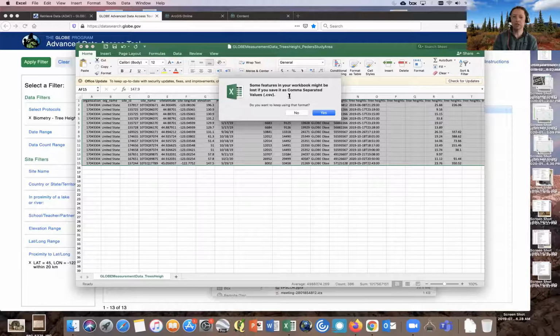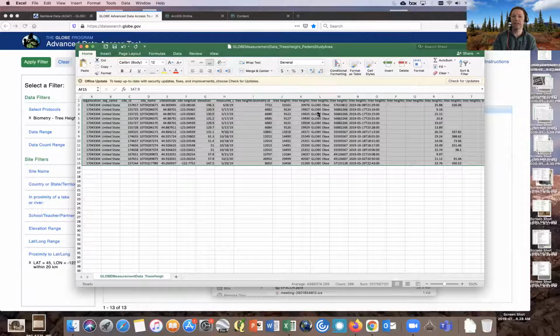So you'll usually get this alert, and this is one of these file format things that really matters when you're working with a computer. Here it's just alerting me that I might lose some of those features that Excel likes to keep, and that's totally fine for this format. So I'm going to say yes there.